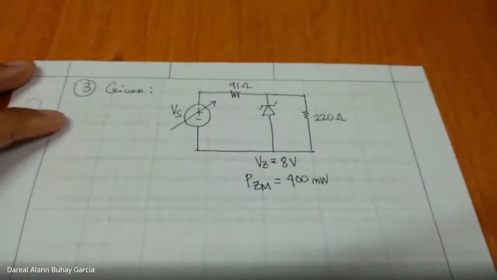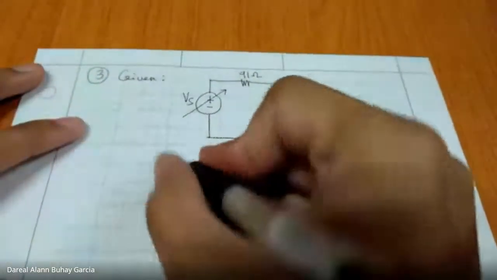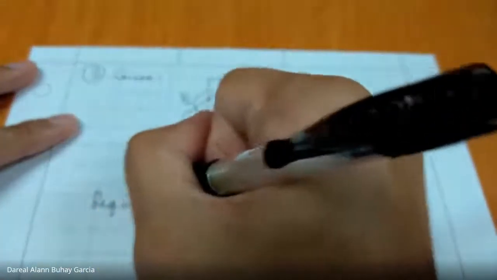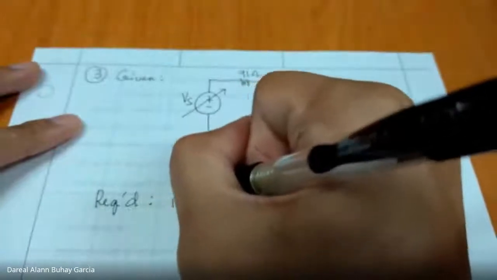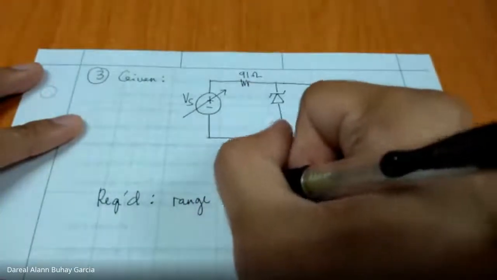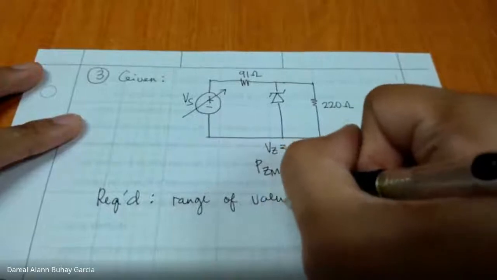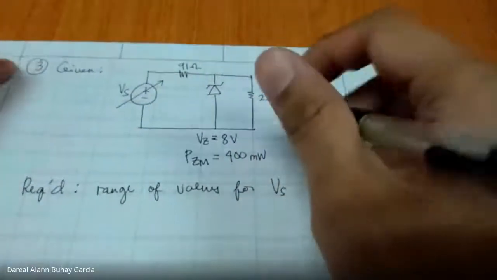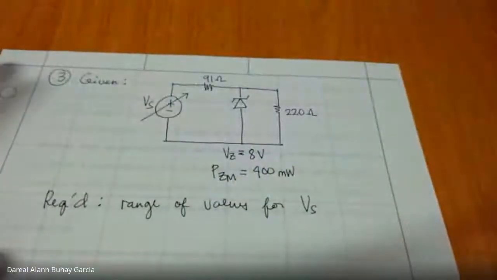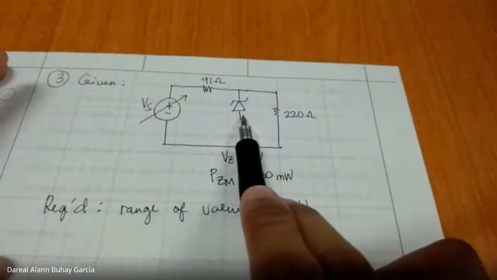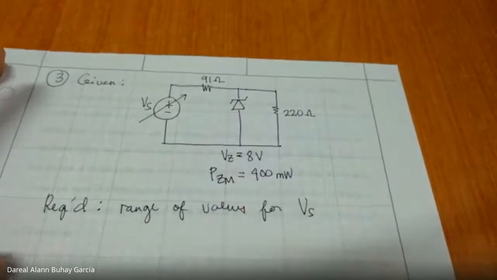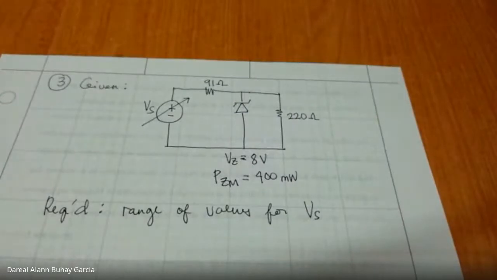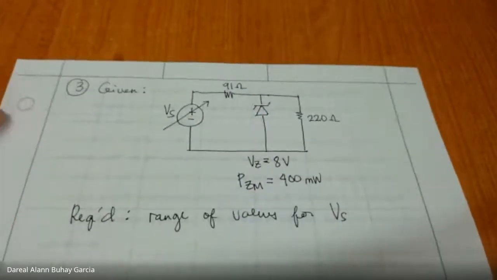Okay, so in this particular problem, find the range of values for Vs such that the Zener diode turns on but does not get destroyed. Let's solve this one.